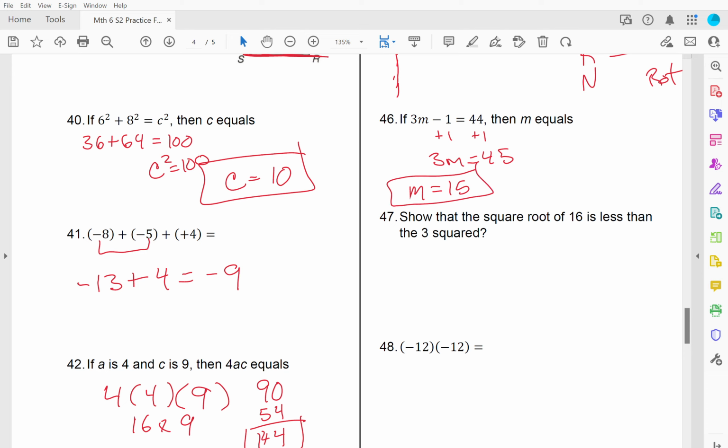Alright, 47. Show that the square root of 16 is less than 3 squared. Square root of 16 is less than 3 squared. So what this means is that 4 is less than 9.